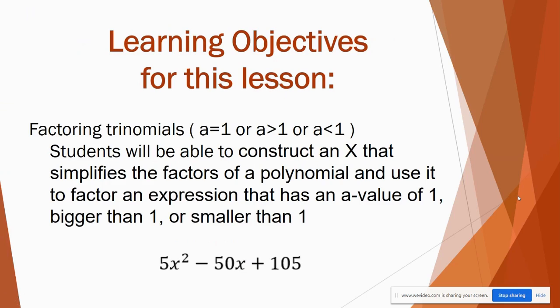The learning objective for this lesson will consist of how to factor a trinomial with an a value of 1 or different than 1. Students should be able to construct an x that simplifies the factors of a polynomial and use it to factor the expression. The example I will go through in this short lesson is 5x squared minus 50x plus 105.